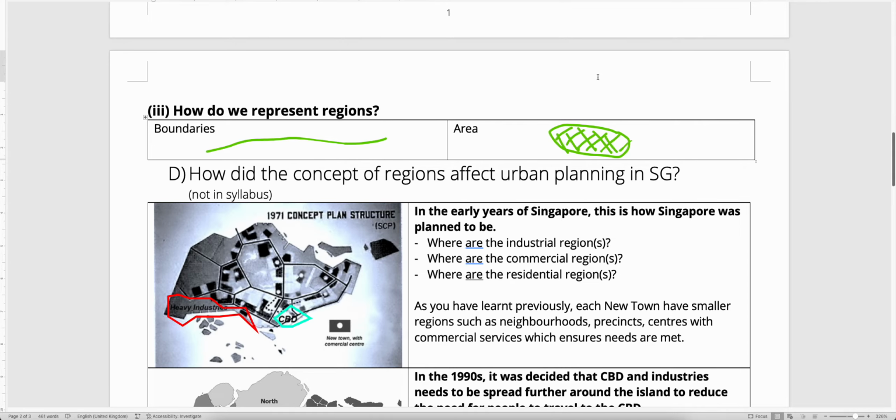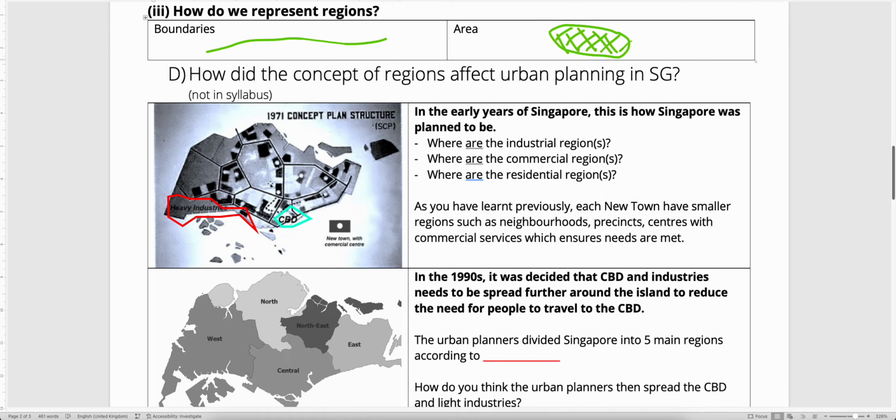concept to other parts. Initially, when they planned Singapore's layout, this is the 1971 concept plan. It's very simple. They just said, this is the industrial region, this is the commercial region, and the rest will just be residential region. So this is why they laid it out like this.